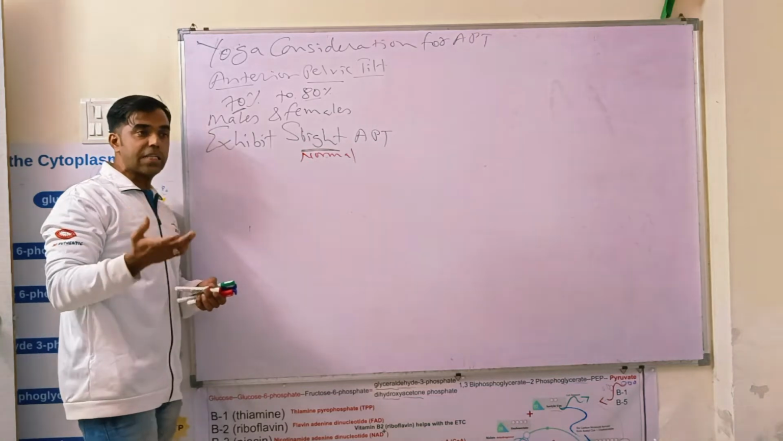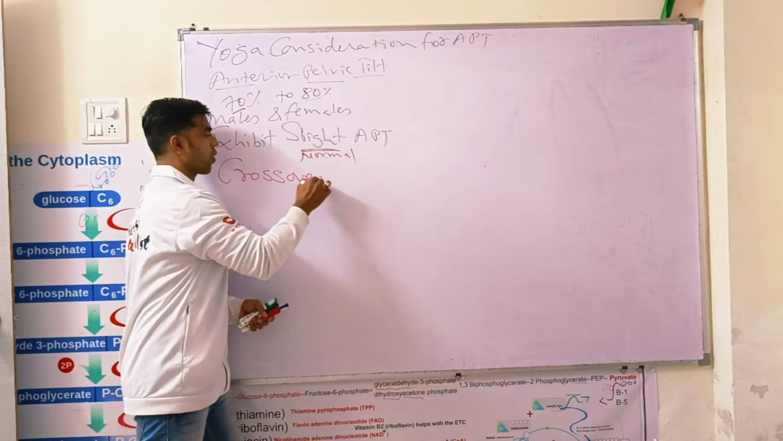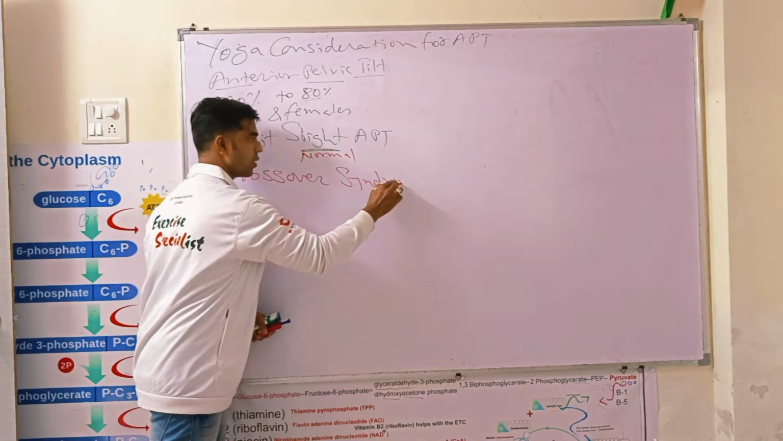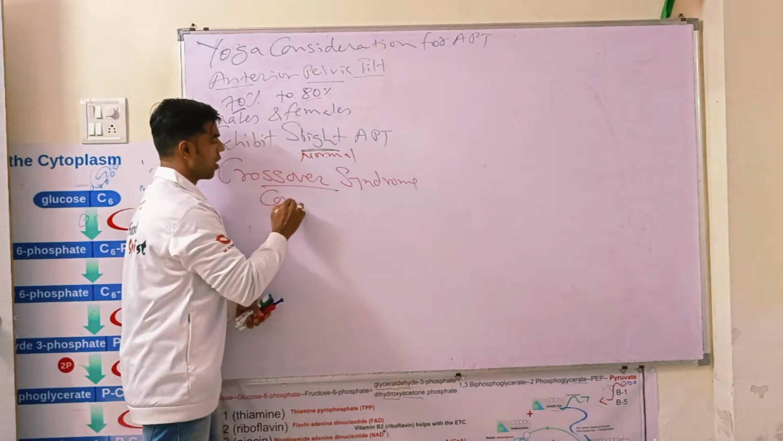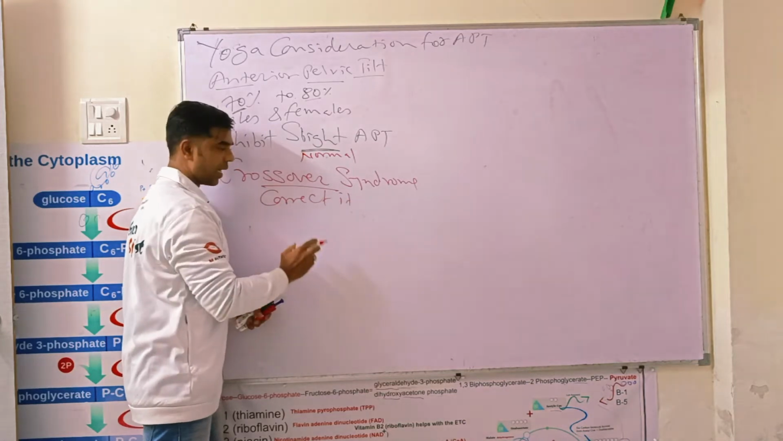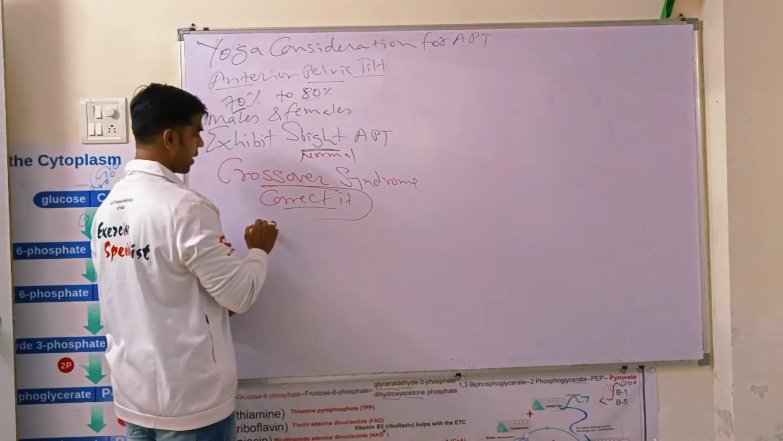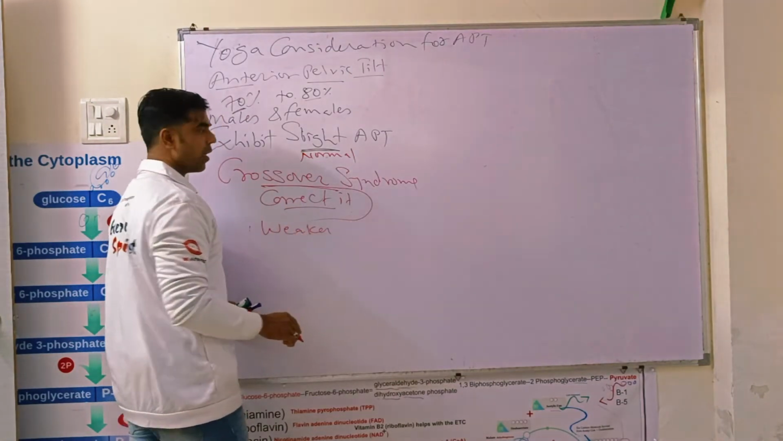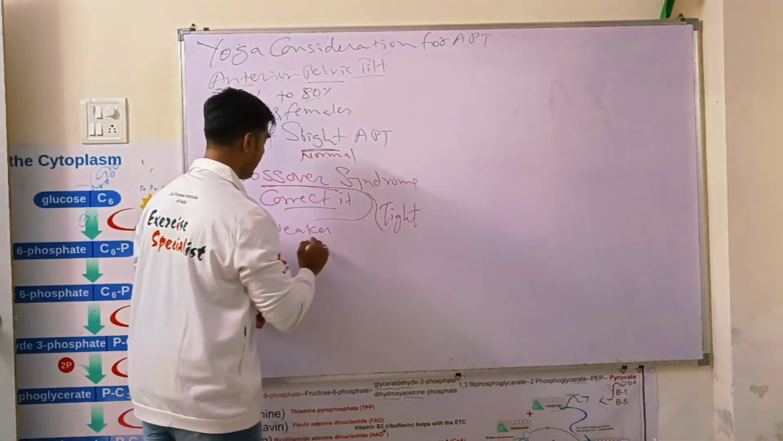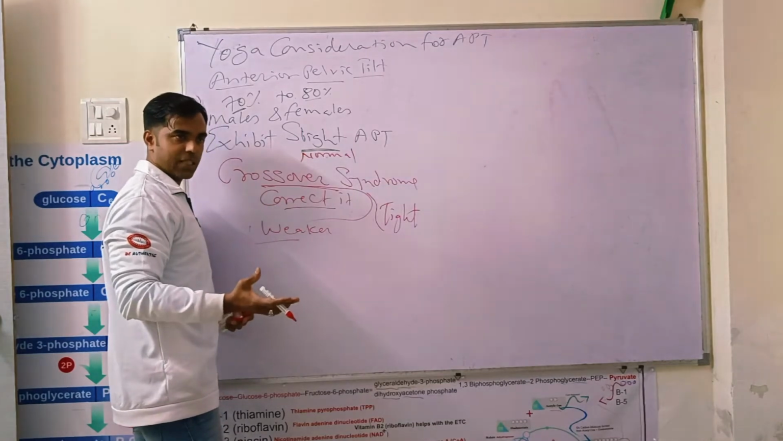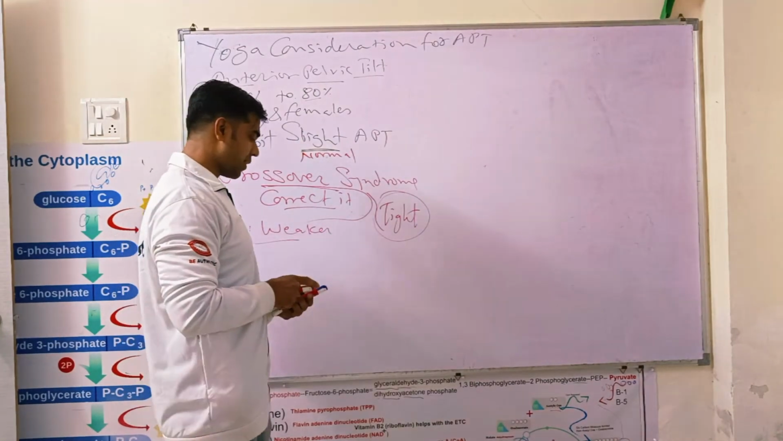But if there is crossover syndrome, then you need to correct it. Now, what is crossover syndrome? Some muscle groups remain weaker and some muscle groups become tight. Right? The weak part needs to be strengthened with yoga asanas and the tight muscle needs to be released with yoga asana. So let's understand the anatomy first.